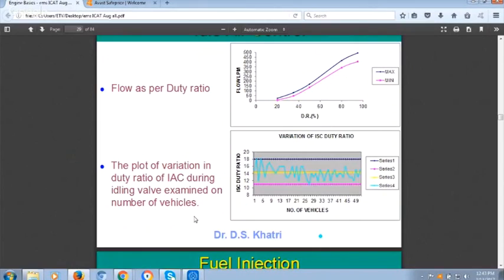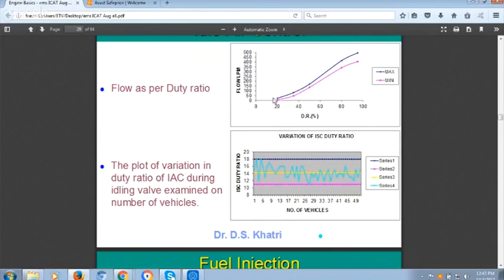My dear, I am sharing with you the actual flow rate of cars. Here you can see duty ratio. Duty ratio means if my air control valve is fully open, it is 100%, and if it is 50% opening, it is 50%, it is 60% opening, 60%, and around below 15, it is almost closed.